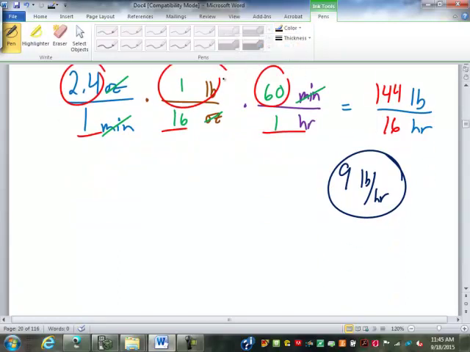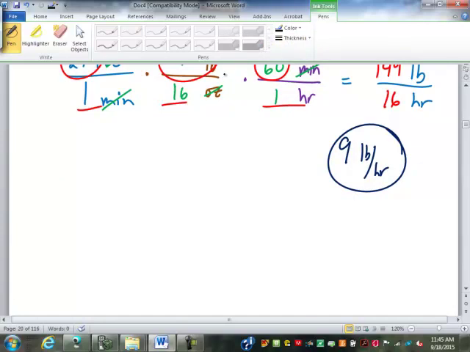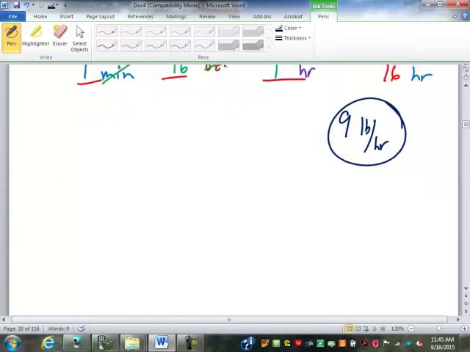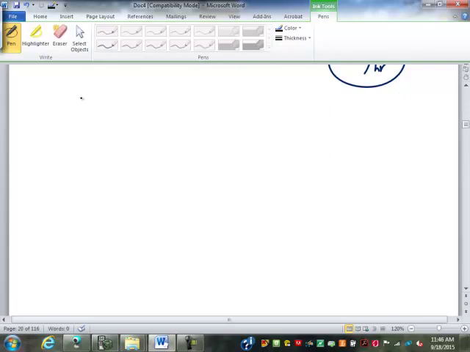Okay, well, let's move on then to some of our other things that we're going to talk about. We have to talk a little bit about converting between metric and standard then.